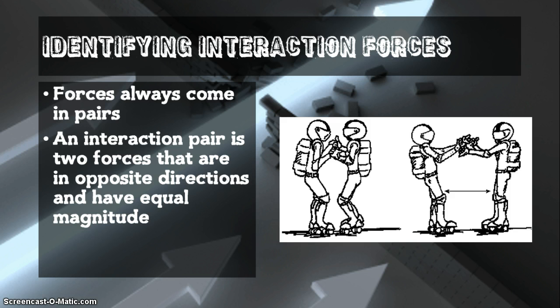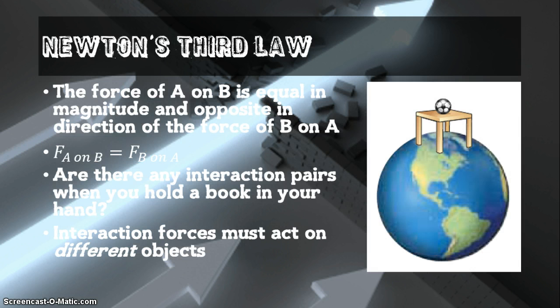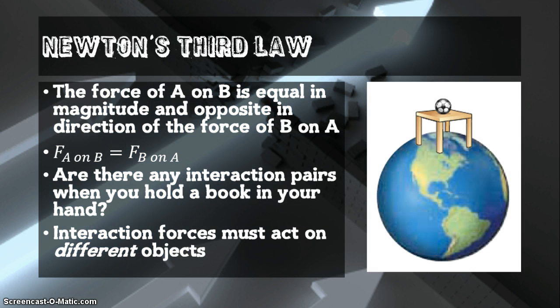Just like if you've ever pushed a friend on ice skates, you should notice that not only does your friend move, but you're probably going to cause yourself to move backwards as well. And the reason for this has to do a lot with Newton's third law. What his third law states is that the force of A on B is equal in magnitude, yet opposite in direction of the force of B on A.